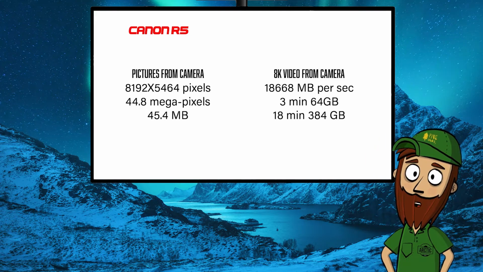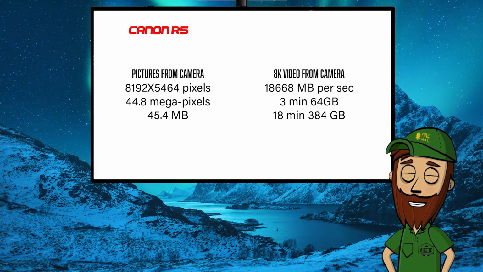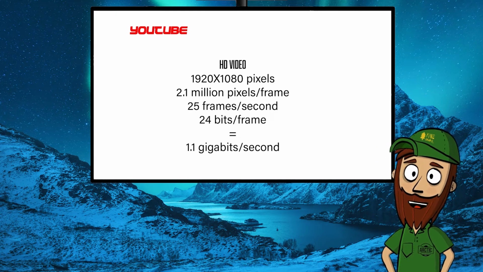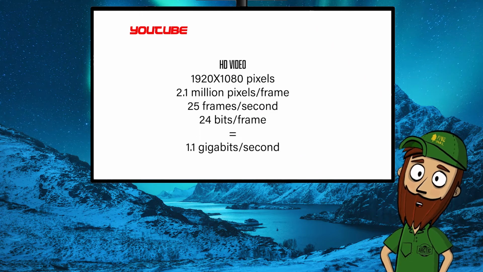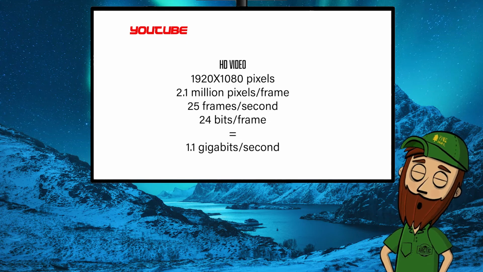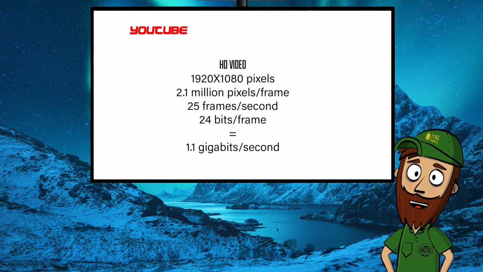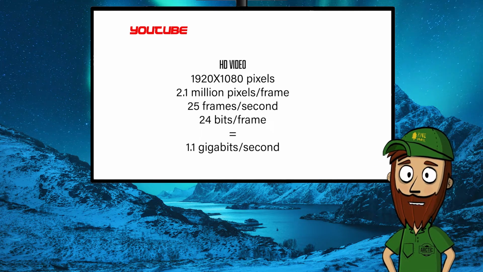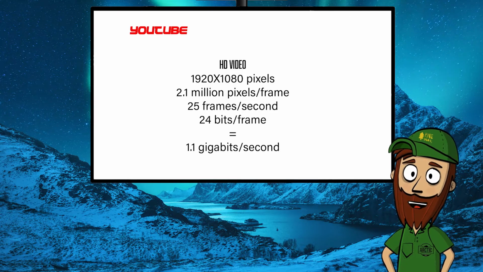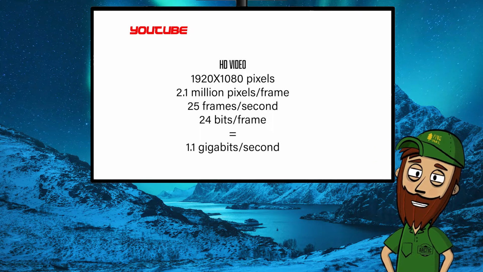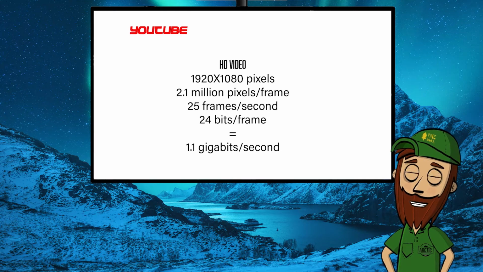Does YouTube really broadcast real HD videos? Have a look at these numbers. These are the numbers for a real HD video, 1920 by 1080 pixels. And if you have all images with all frames, it's 1.1 gigabytes of data per second. You don't get that on your internet connection. I'm quite sure of that.